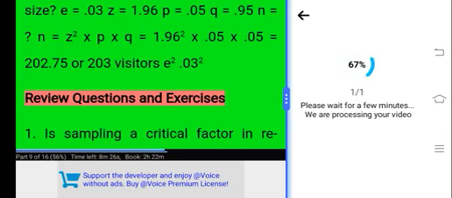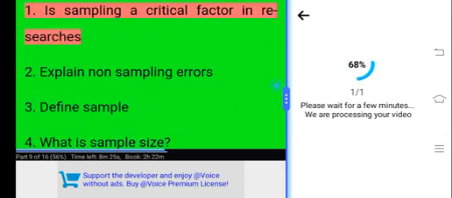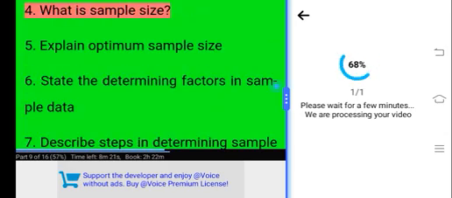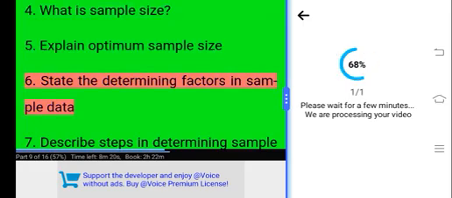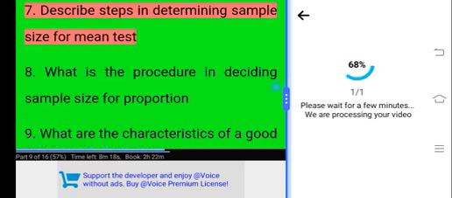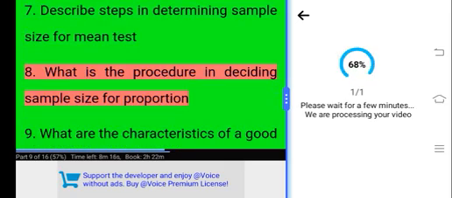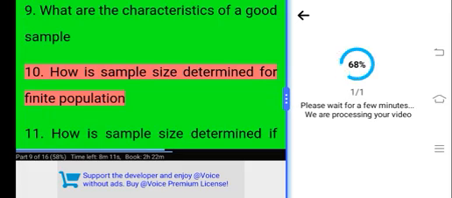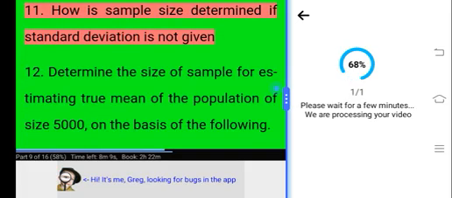Review questions and exercises. 1. Sampling, a critical factor in research. 2. Explain non-sampling errors. 3. Define sample. 4. What is sample size? 5. Explain optimum sample size. 6. State the determining factors in sample data. 7. Describe steps in determining sample size for mean test. 8. What is the procedure in deciding sample size for proportion? 9. What are the characteristics of a good sample? 10. How is sample size determined for finite population? 11. How is sample size determined if standard deviation is not given?